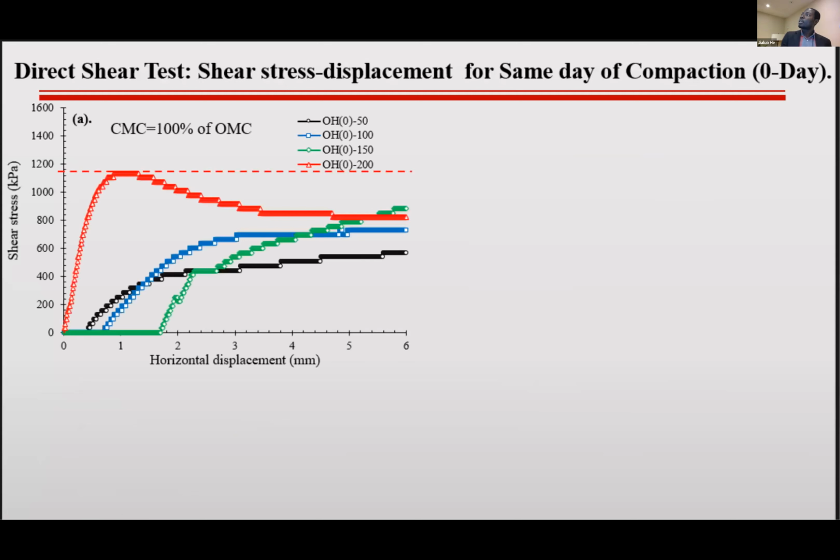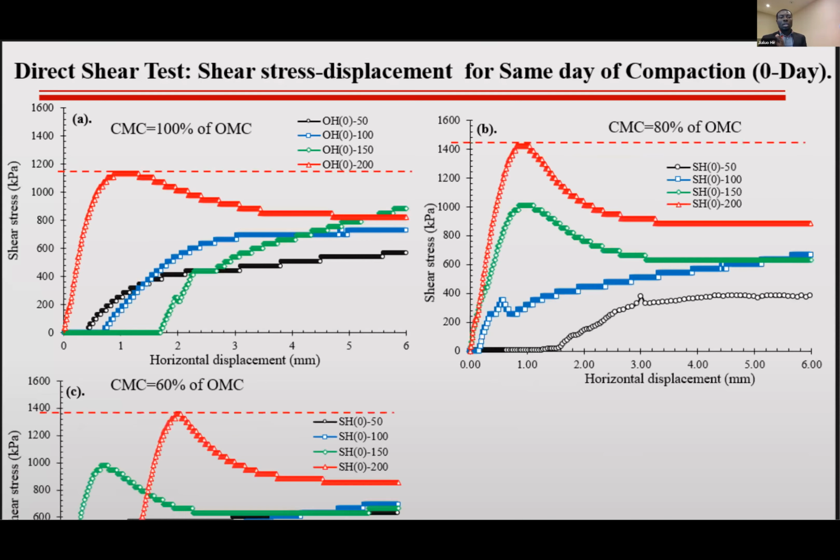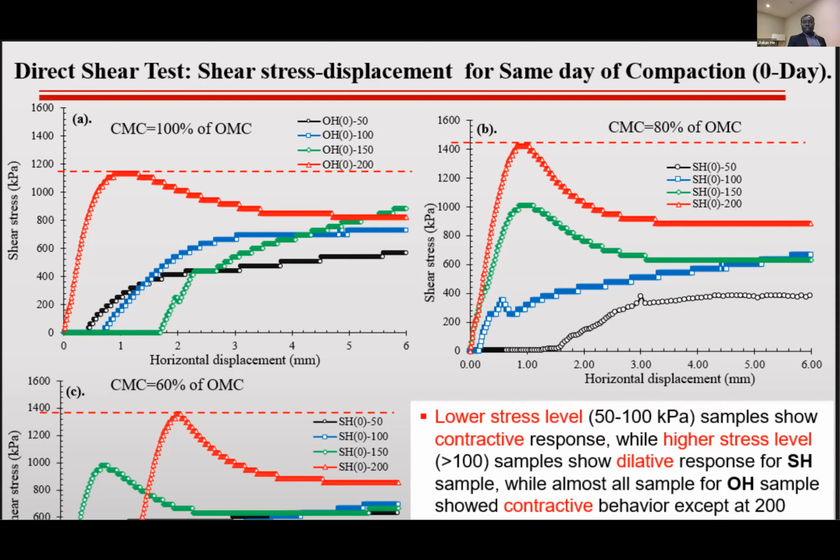In terms of the shear strength, this is what we observe. For the 100%, we tested the stress between 50 and 200. And we observed that almost all of them followed contractive behavior, at least between 50 and 150. Dilative behavior, which is the red one, appears only when we went above 150 kPa. But for the sequential samples, you can see just 50 and 100 show the contractive behavior, while the 150 and 200 show dilative behavior.